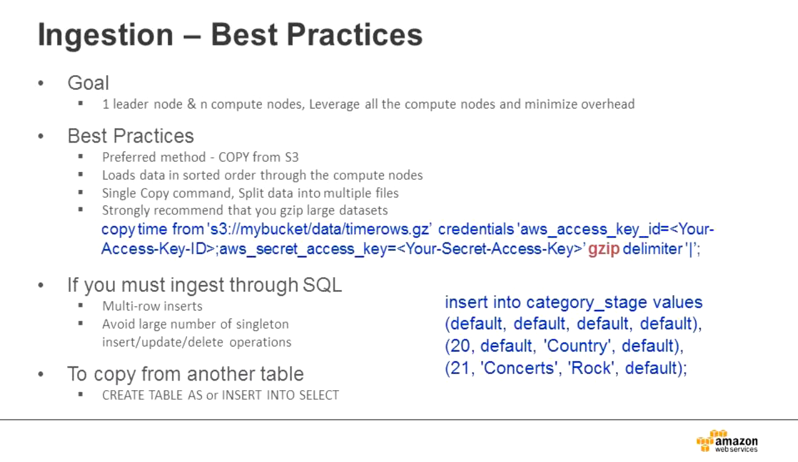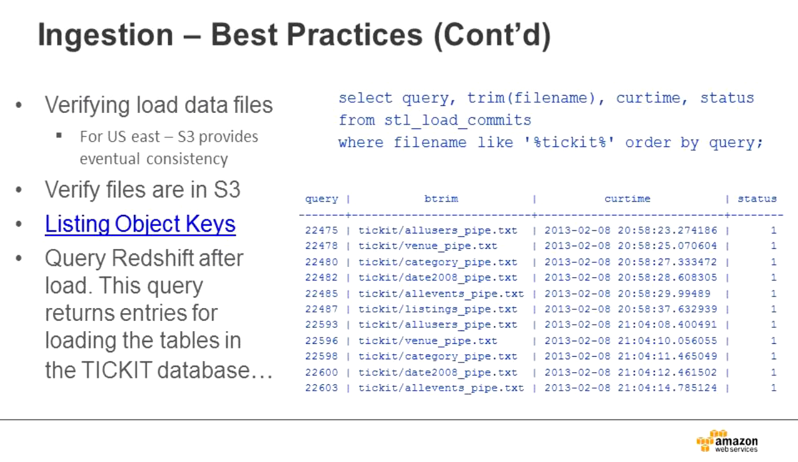Moving to the next, I wanted to make a point about loading from S3. If you've used S3 for a while, you'll know that S3 in US East provides eventual consistency. What that means is that S3 guarantees you will have all your data loaded to S3, but there may be a lag from when you load it in and when it's available to be ingested into Redshift. And that is only for US East.